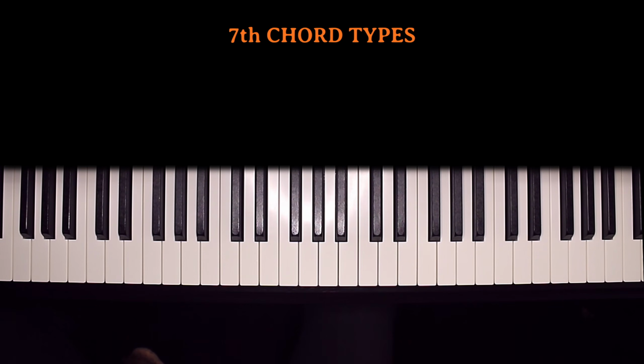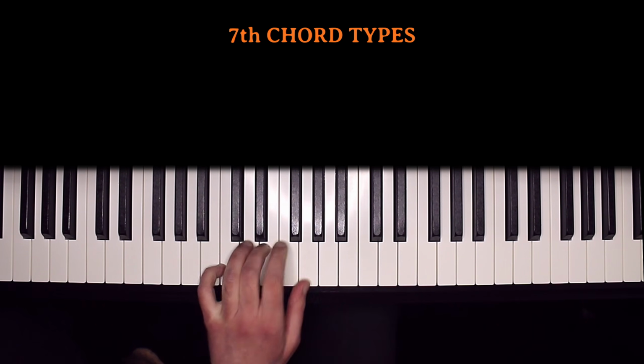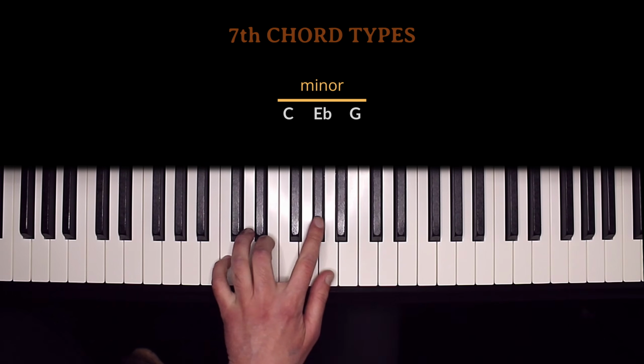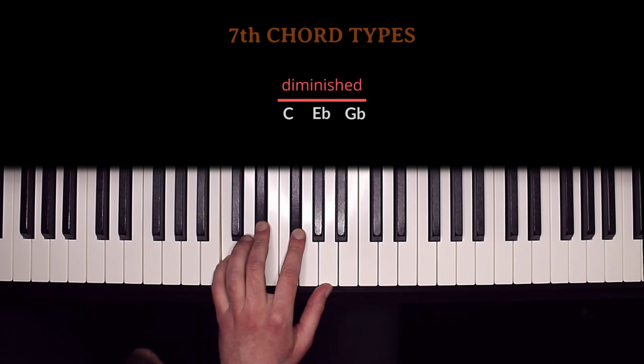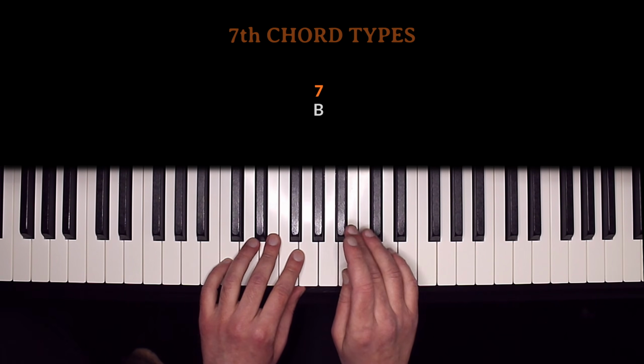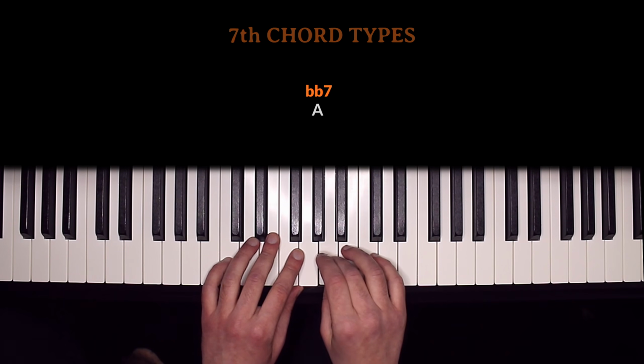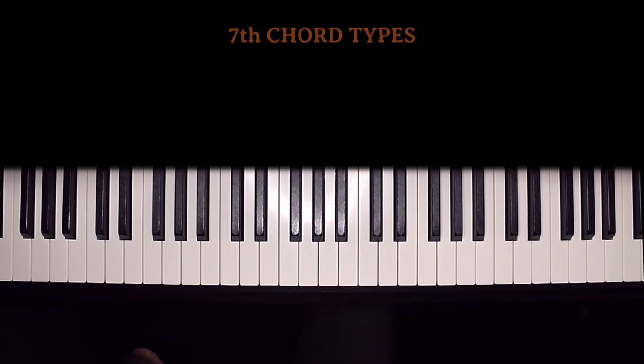Now, there are 8 different types of 7th chords, and they are all just different combinations of basic triads and a different 7th note on top. There are other ways you can think of 7th chords, but this is the easiest way, and I want to keep this tutorial as simple as possible.